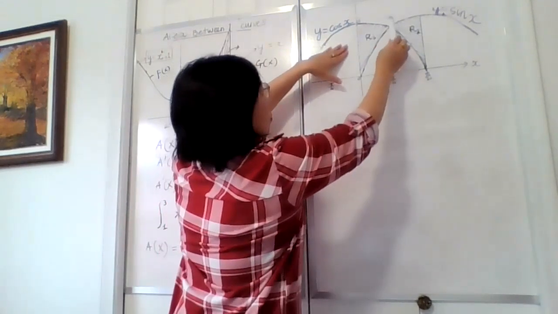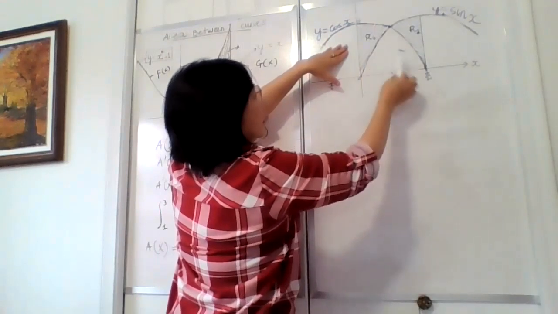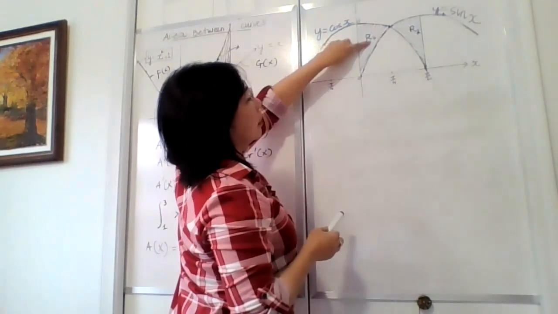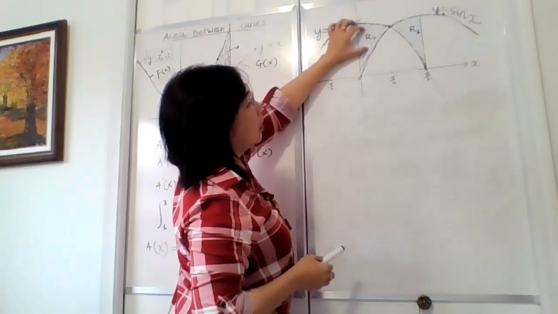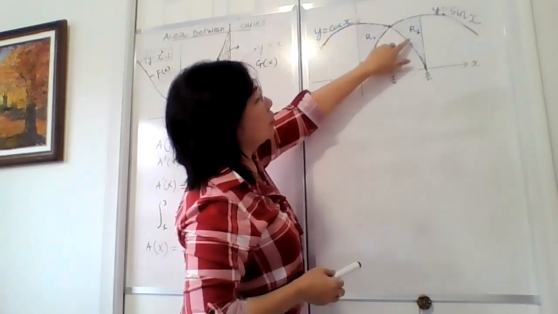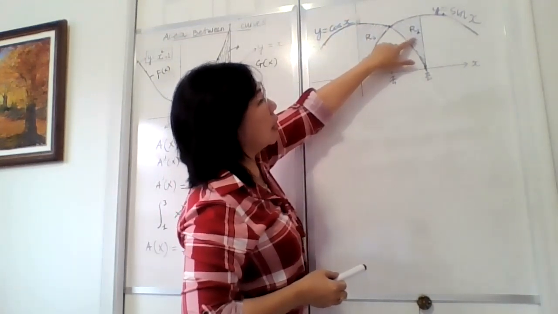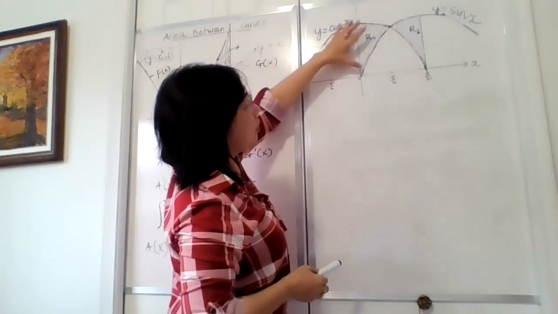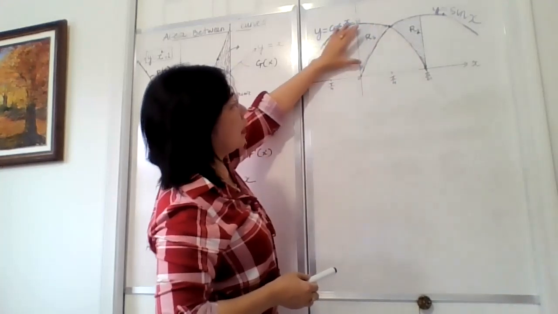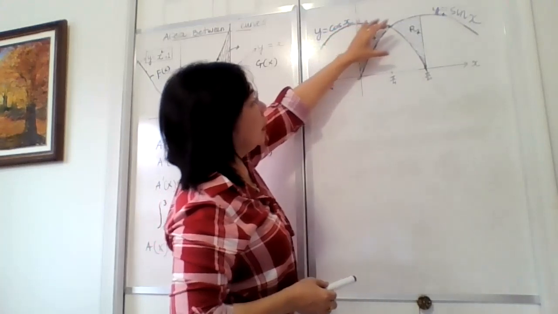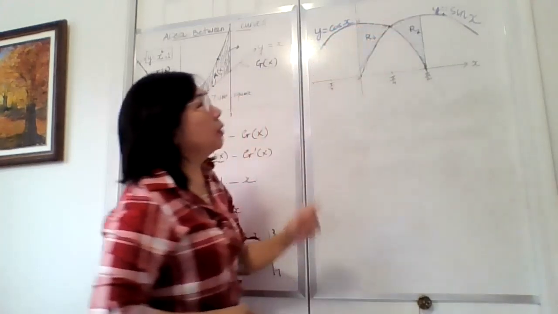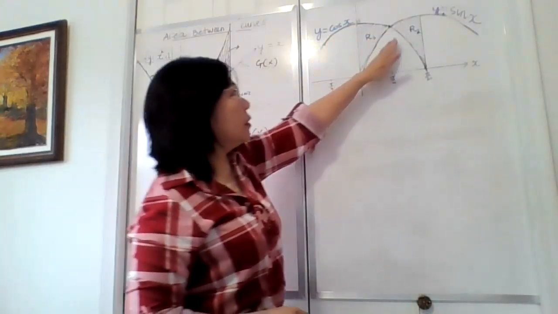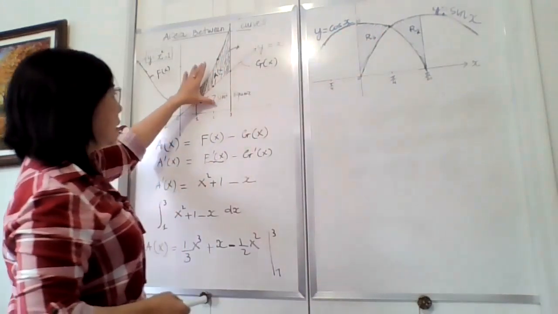Also, we want to find the region R1 here, the shaded region here I call R1, and the shaded region here I call R2. So what we're going to do in this question, we're going to find the area of R1 and the area of R2. Now you notice that this question is different from here.